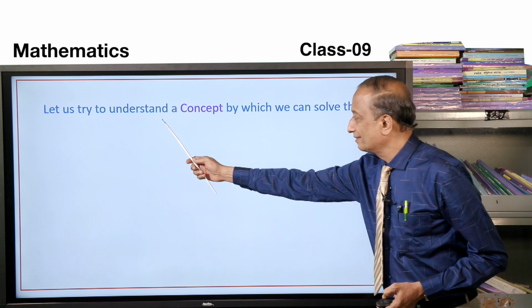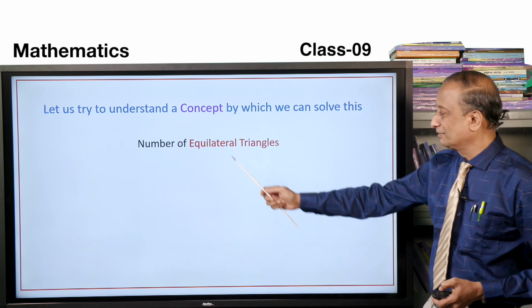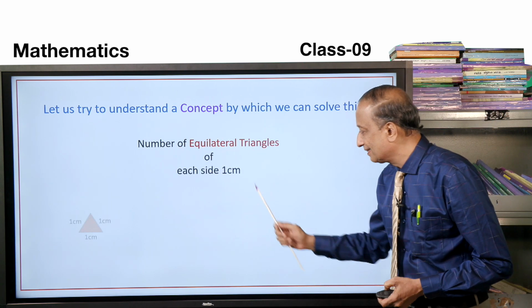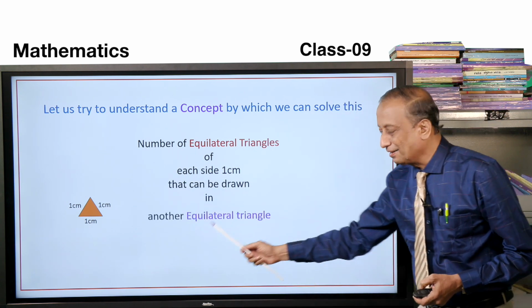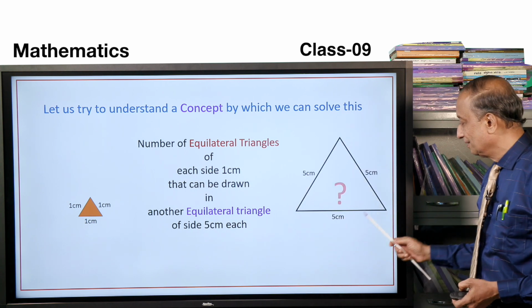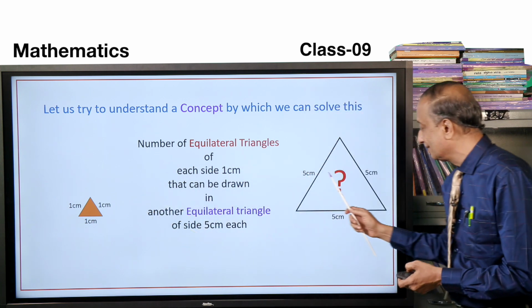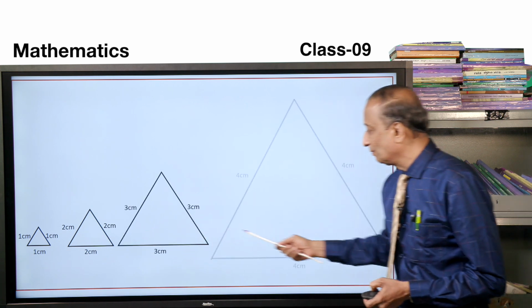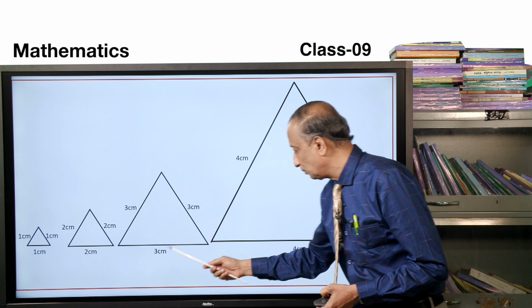So let us try to understand a concept by which we can solve this problem. First, you shall try to understand the number of equilateral triangles of each side 1 centimeter that can be drawn in another equilateral triangle of side 5 centimeter each. So let us try to find out how many equilateral triangles of 1 centimeter each can be accommodated in this. For this we need to consider equilateral triangles with sides 1 centimeter, 2, 3 and 4 centimeter.